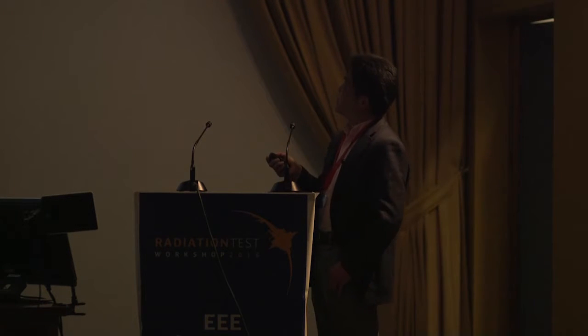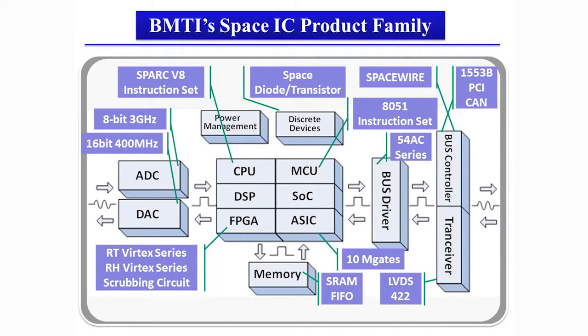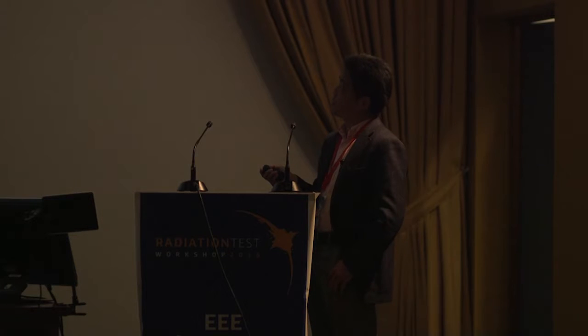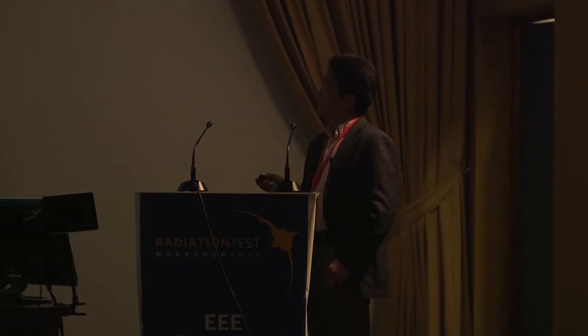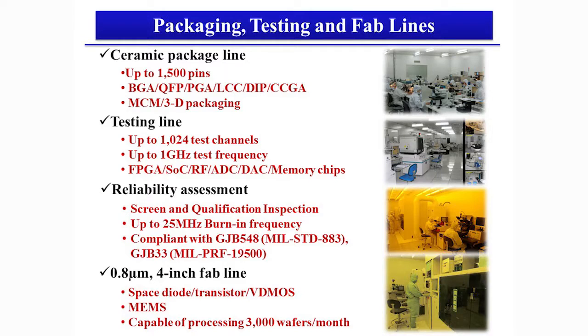Here is the IC product family. We deliver things like AD, CPU, and FPGA, also some memory, also the bus driver, and something like this. Now I think we can deliver more than 200 kinds of IC products. Also, we are working on packaging, testing, and the fab line.